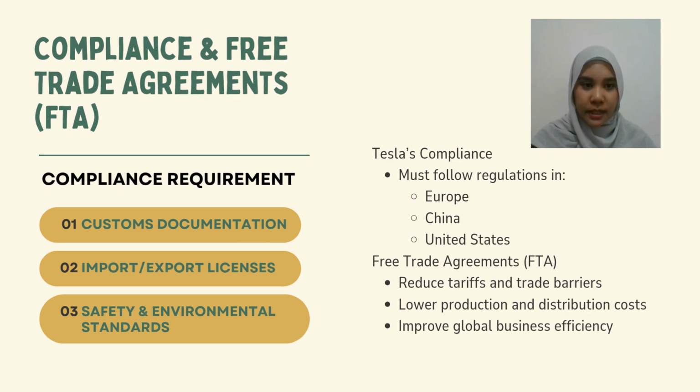So next part is compliance and free trade agreement (FTA). For compliance requirements, there are three: the first one is customs documentation, then import export licenses, and the last one is safety and environmental standards. So Tesla must follow regulation in Europe, China, and also the United States. While a free trade agreement (FTA) helps to reduce tariffs and trade barriers, lower production and distribution costs, and also improve the global business efficiency of Tesla Incorporation.